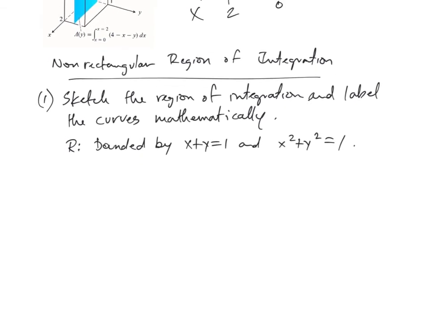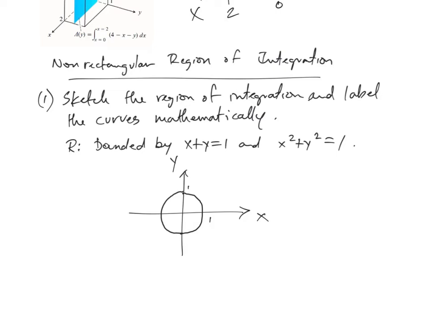Okay, so the region of integration is a region in the xy plane, and it's bounded by curves or lines. Obviously, x plus y equal to 1 is a line. X squared plus y squared equal to 1 is obviously a circle. So we're going to draw the region of integration in the xy plane. Part of it is bounded by a circle, so we'll just draw the whole circle. X squared plus y squared is equal to 1. Okay, that's the circle.